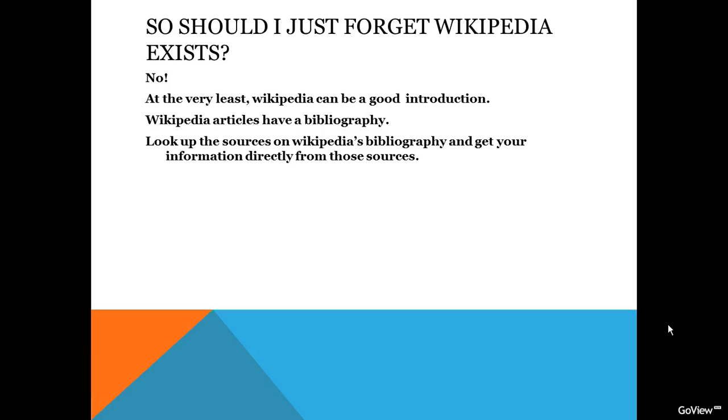Also, Wikipedia articles have bibliographies, meaning that you can read Wikipedia's bibliography, often use those sources as your sources in your paper. So you can kind of use Wikipedia as a trail of breadcrumbs leading you to better sources.